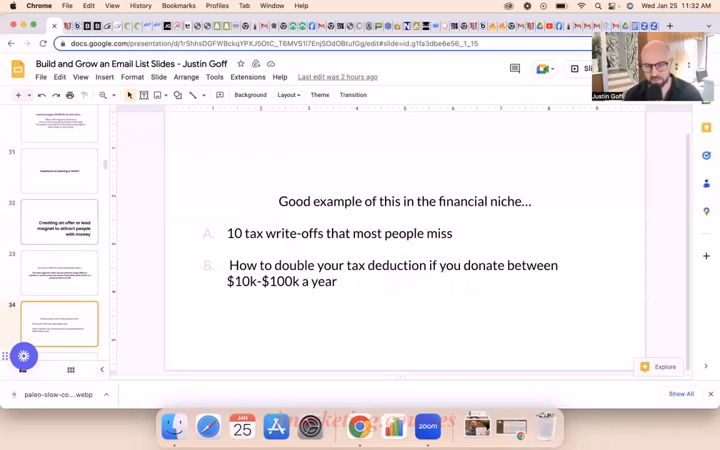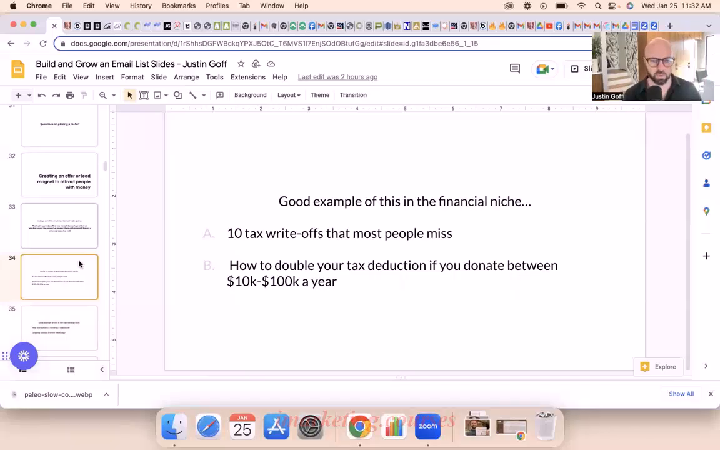A couple of good examples of this. Let's say you had a lead magnet in the financial niche that was 10 tax write-offs that most people miss, versus how to double your tax deduction if you donate between $10,000 and $100,000 a year. If you are looking for higher quality people who make more money and who are going to be better spenders on the back end, you would definitely want the second lead magnet, because that's going to attract people that are actually making a lot more money. The first one really just appeals to everybody. That's really not what you want. You want more specific, so you can get just the best people onto the list.